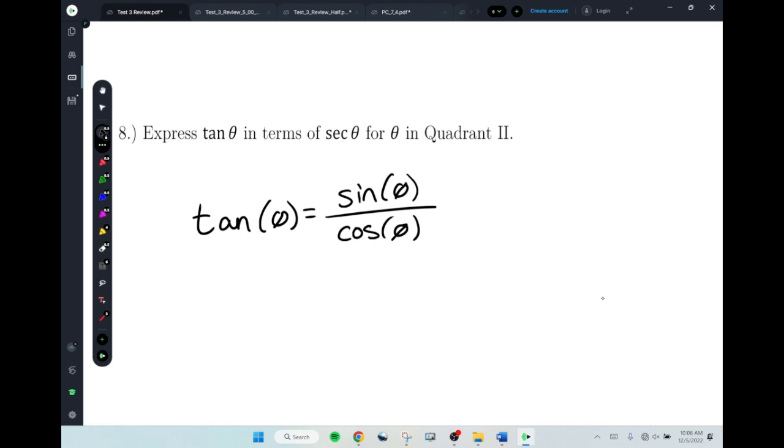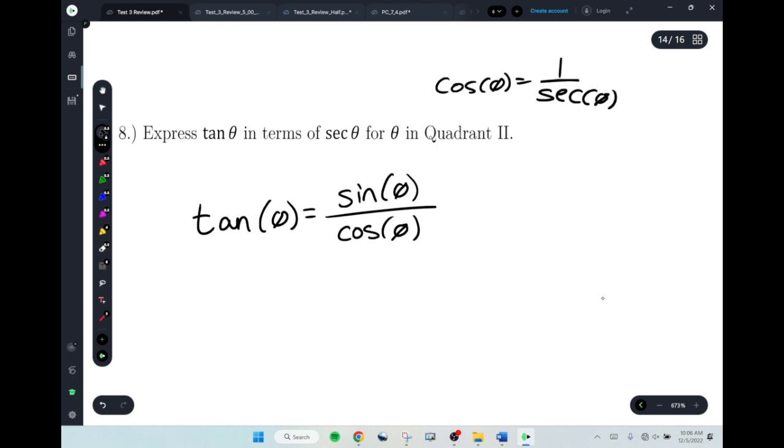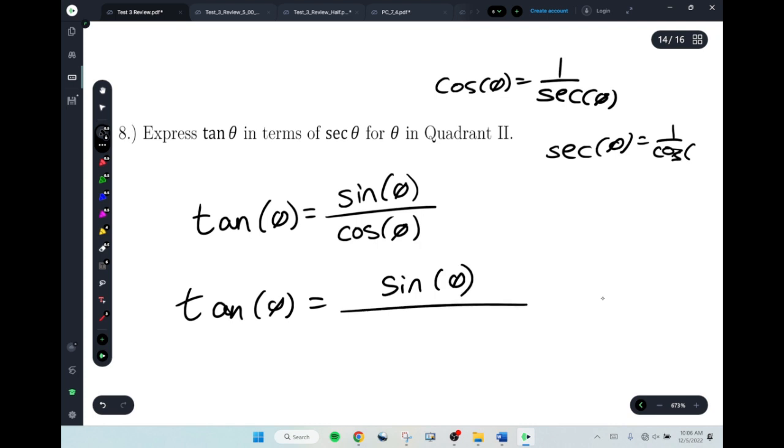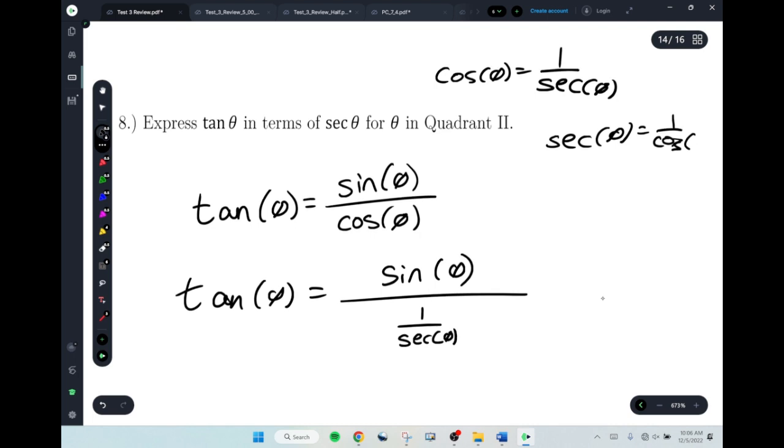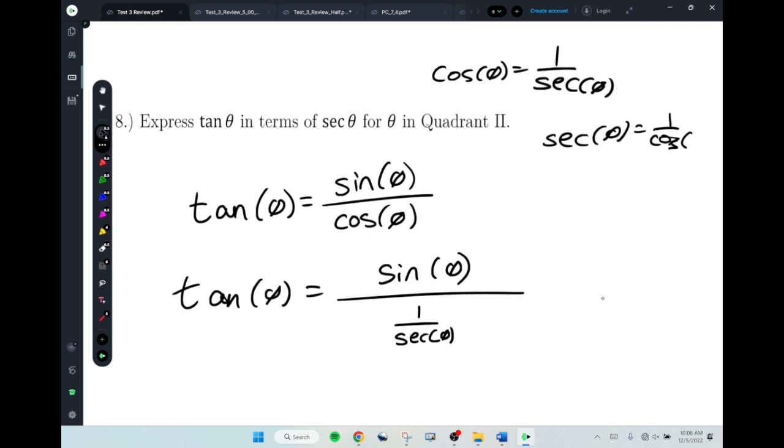Well, can we? Rearrange the equation. Wait, one of those things goes to secant quickly. Cosine goes to secant pretty quick, right? Because technically, secant is 1 over cosine, which means cosine of theta is 1 over secant. So tangent theta for now, though we still got to figure this sine thing out, is sine over 1 over secant. Well, we still don't have tangent in terms of secant because we have the sine.